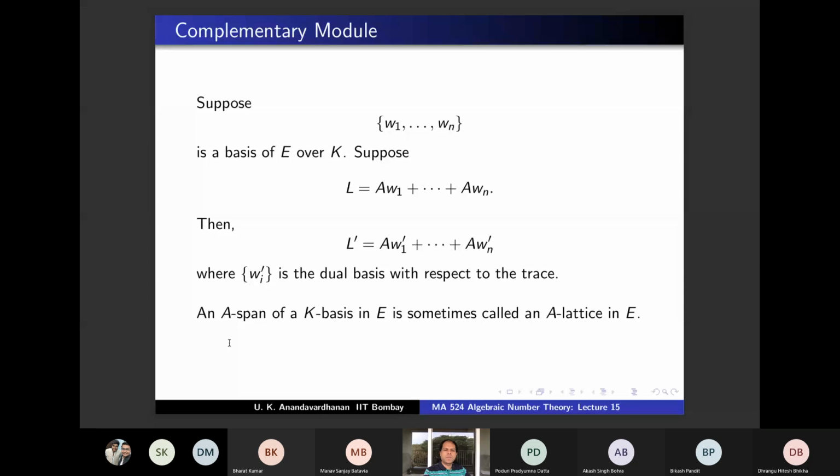Sometimes, people call a span of a K basis in E an A lattice in E. That's exactly what this is, a K basis in E, and taking the A span. The word is usually used when A is a ring of integers in a number field, Z lattice, etc. But sometimes this also can be called a lattice. So the assertion that we are making is, if L is a lattice, its dual is also a lattice, because again, it's a span of a basis. So dual of a lattice is the plain English way of saying this.